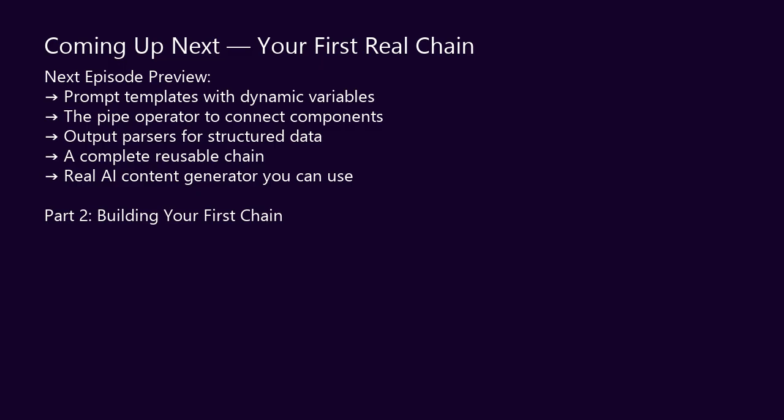A model connected with the pipe operator. A parser to format the output. All wired together as one clean unit. By the end of episode 2, you will have a working AI content generator. Feed it a topic. Get a polished YouTube description. This is where LangChain stops being theory and becomes your personal AI tool.